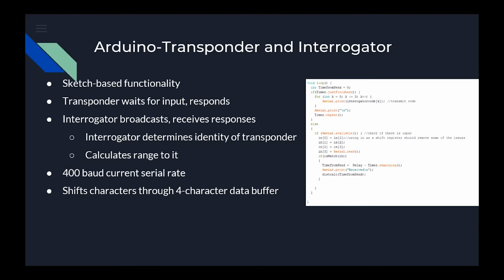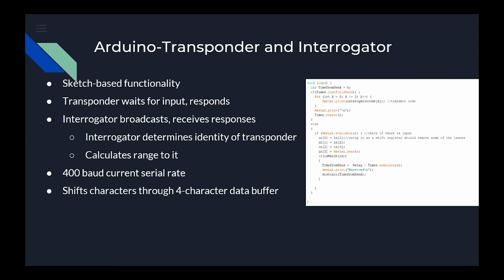The interrogator and transponder are programmed with sketches, code created in the Arduino IDE based somewhat on C. An example sketch can be seen on the right side of the slide, which is a snippet taken from our interrogator code. The serial lines for both sketches are set to 400 baud rate.